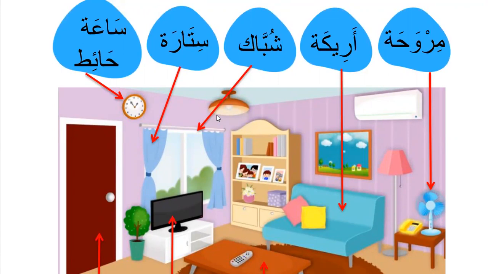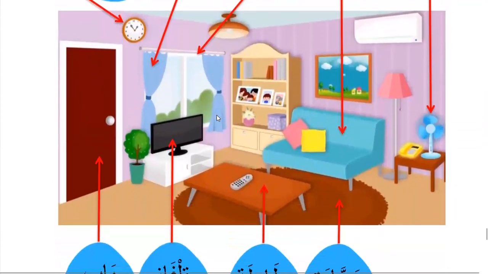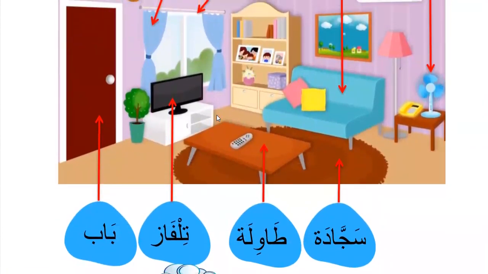Sa'a, clock. Wall clock. Sa'atu hait, wall clock. Clock. Sajjada, carpet. Sajjada. Tawila, rug. Tawila, table. Tilfaz, TV. Bab, door. Latifa.